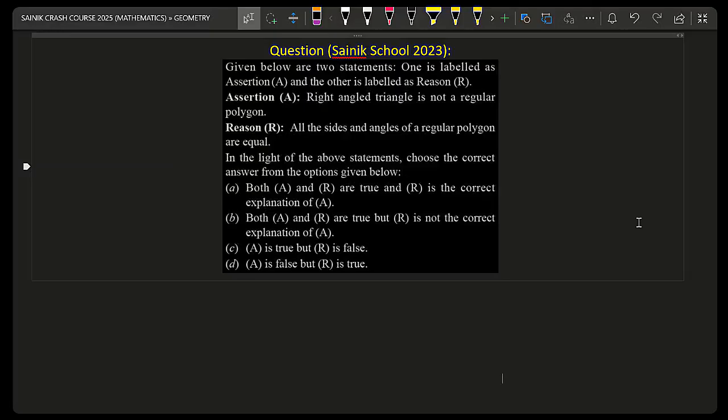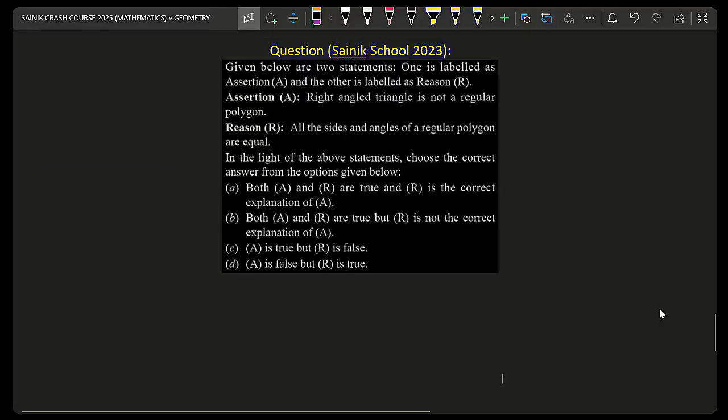Right angled triangle is not a regular polygon. Do you think it is true or false? True. Why true? Can you explain? The sides of the right angled triangle are not equal. You're saying sides or angles? Again, what is the reason you said? The sides of the right angled triangle are not equal. How do you know the sides of a right angle triangle are not equal?